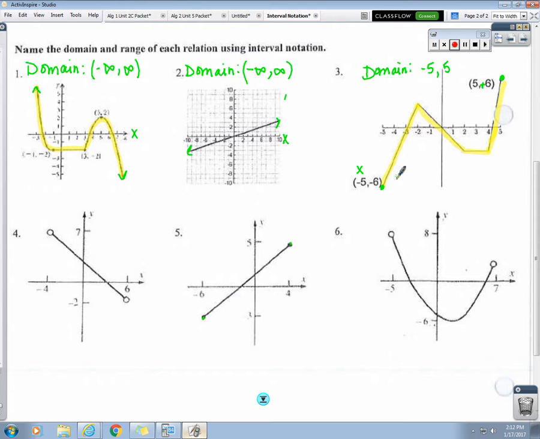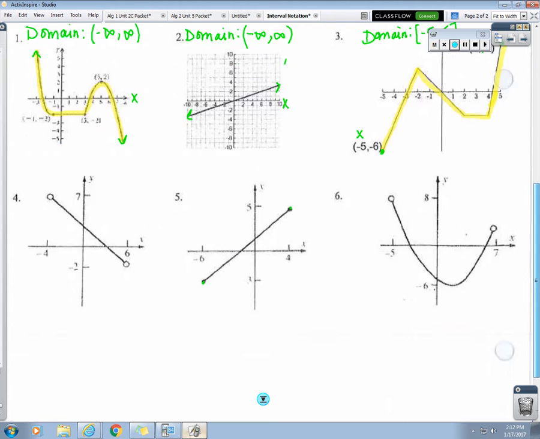Now, aren't both of those points closed? So you put brackets. Because you could walk all the way to that point, which is sitting at -5, and you could walk all the way to that point, which is sitting at +5. Okay, now let's look at number 4.